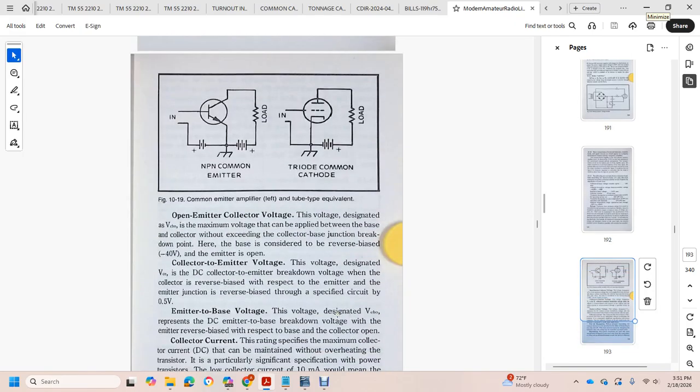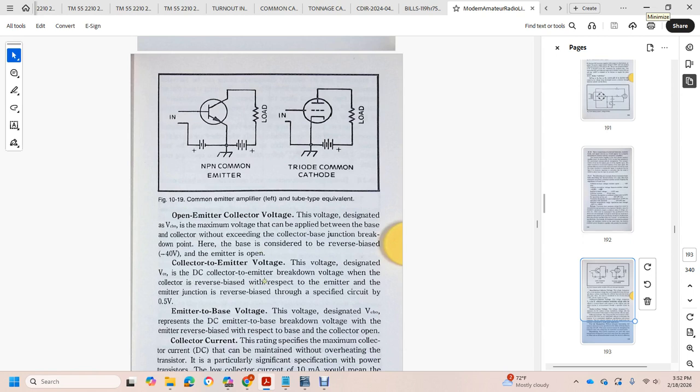Open emitter collector voltage, designated BVCBO, is the maximum voltage that can be applied between the base and the collector without exceeding the collector base junction breakdown point. Consider the reverse bias of negative 40 volts.